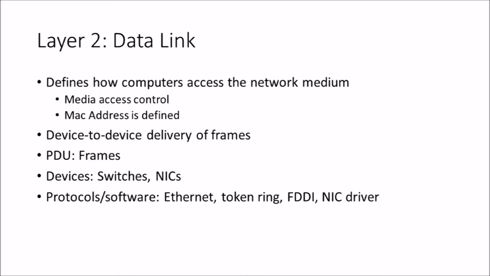The next thing to look at is the data link layer. The data link layer consists of switches and NICs. Its job is to establish media access control, which is why the MAC address is defined here. The data link layer creates a link to other devices and encapsulates the data into a frame with a MAC address. The protocol data unit is the frame.